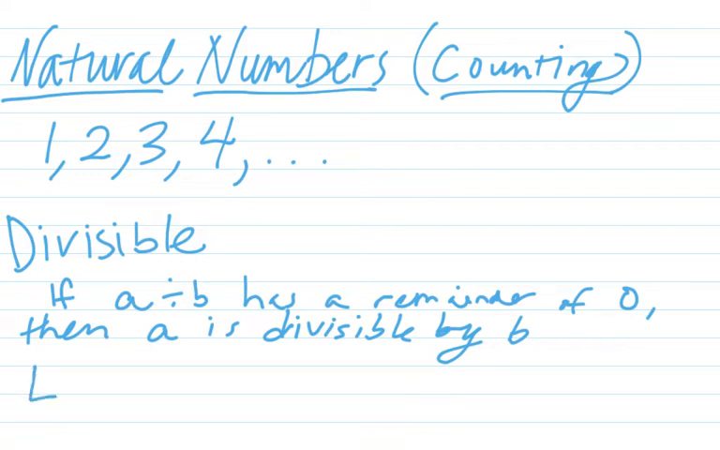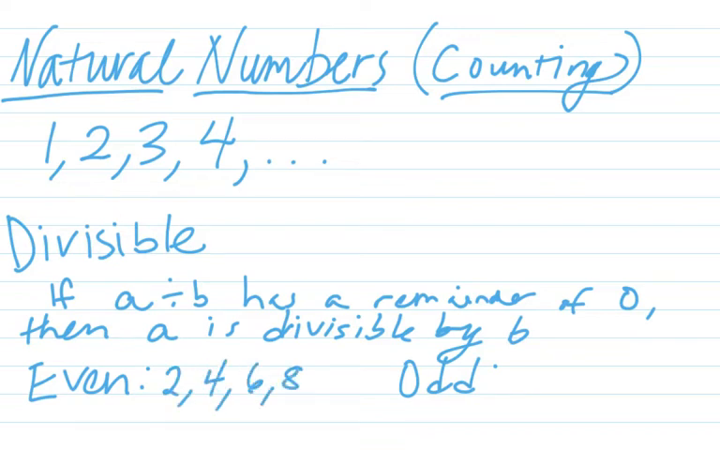And then the last quick fact we need to know is the difference between even numbers and odd numbers. Our even numbers are all of the numbers that are divisible by 2. That's going to be, just skip counting by 2, we can list them: 2, 4, 6, 8, etc. Again, those go on forever. And odd numbers are the numbers that cannot be evenly divided by 2. So that's going to give us 1, 3, 5, 7, 9, etc.